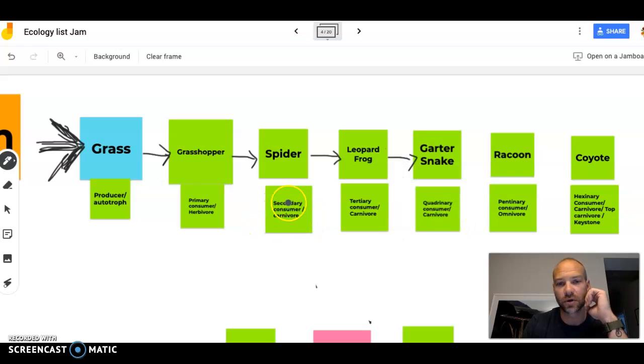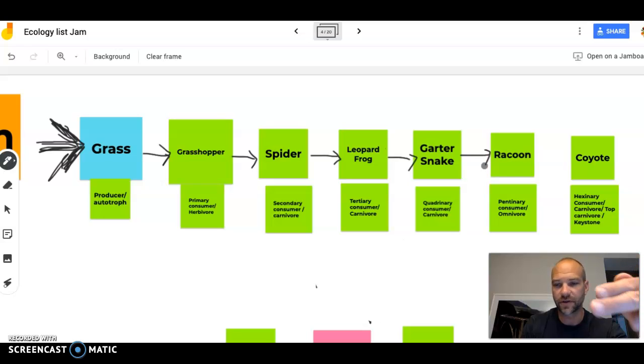Notice that these are all carnivores. Spider is a carnivore. It only eats animals. A leopard frog is a carnivore. It only eats animals as an adult. A garter snake is also a carnivore. This thing is not eating plants. Okay. A garter snake can be eaten by a raccoon. In fact, they commonly are. If a raccoon finds it, they're definitely going to take advantage of that.